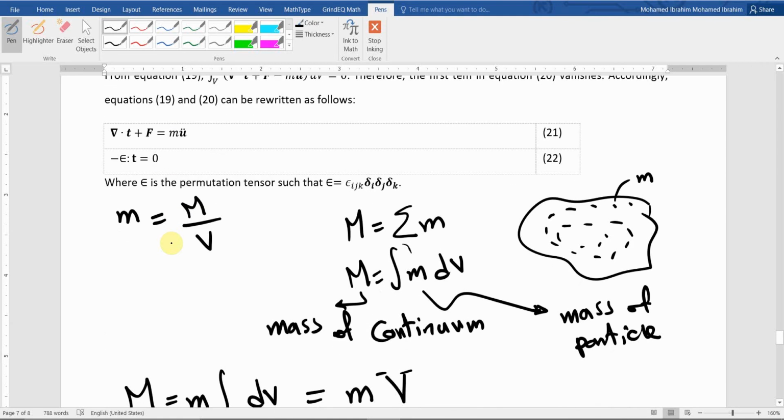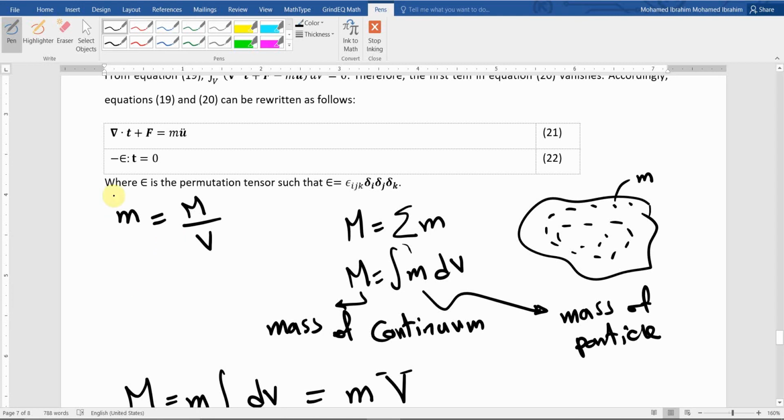Because if you have a continuum that consists of so many particles, and we have no clue how much is the size or the mass of one particle inside the continuum, we can find the density by weighing the continuum, the material. You can simply divide by the volume and end up with the density, right? So we can find the density of any material experimentally by weighing the material, which is very easy.